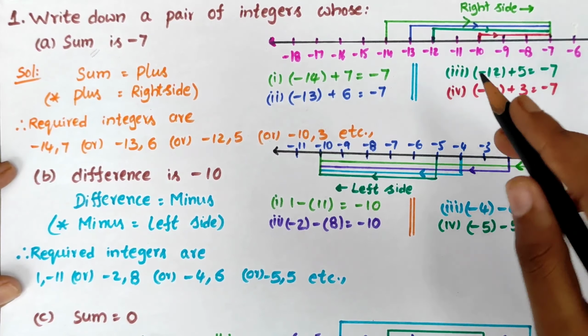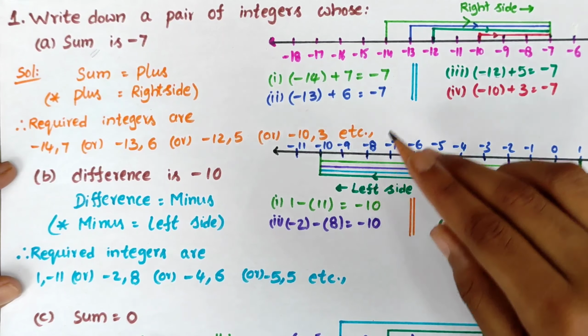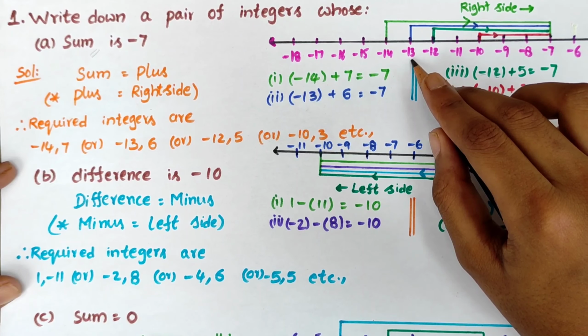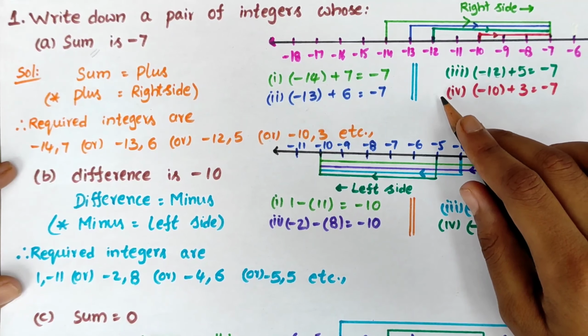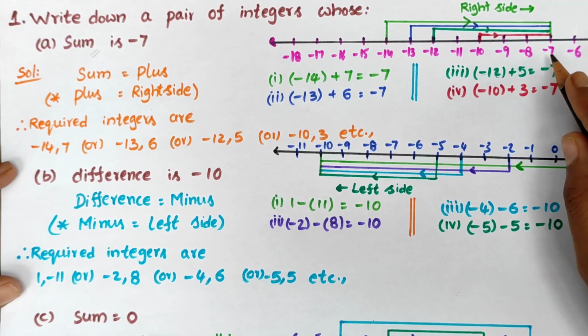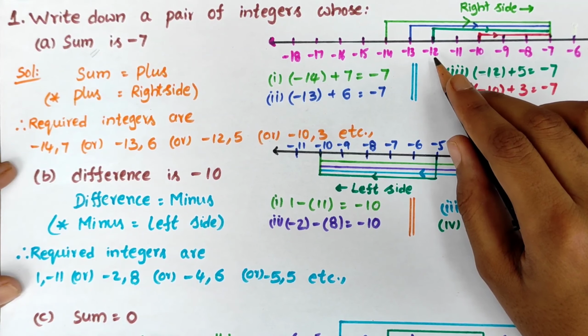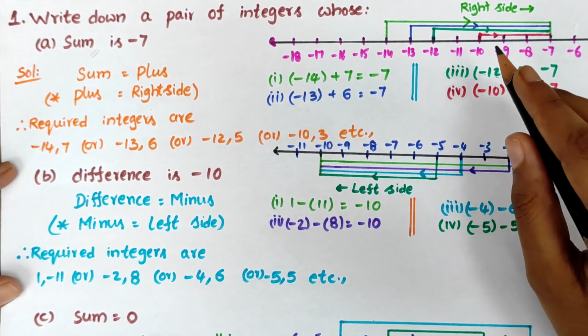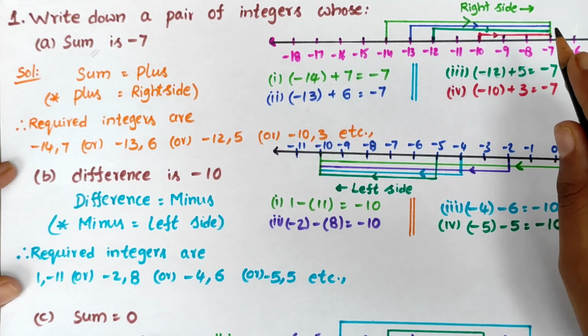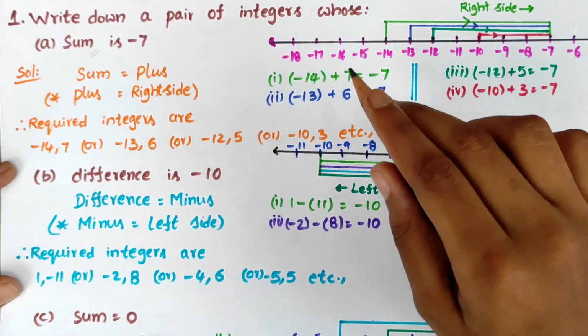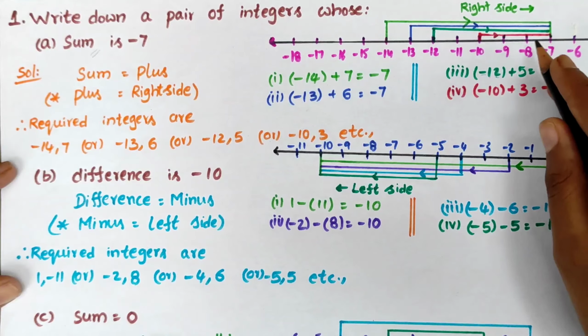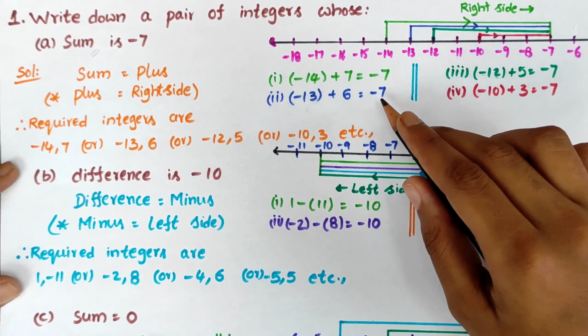Now let us see another pair. For example, let us take -13 and our target is to reach -7. So let's count -12, that is 1, 2, 3, 4, 5, 6. So -13 plus 6 is equal to -7.